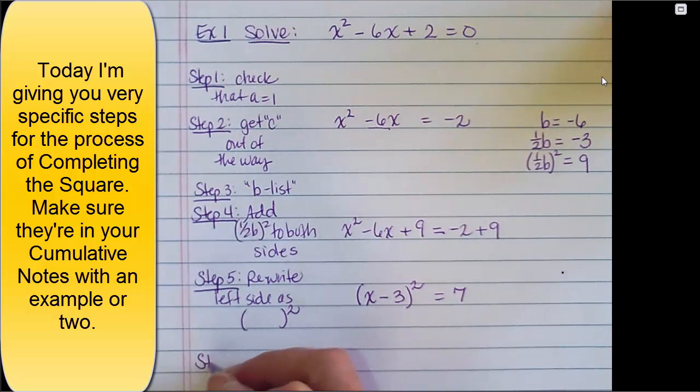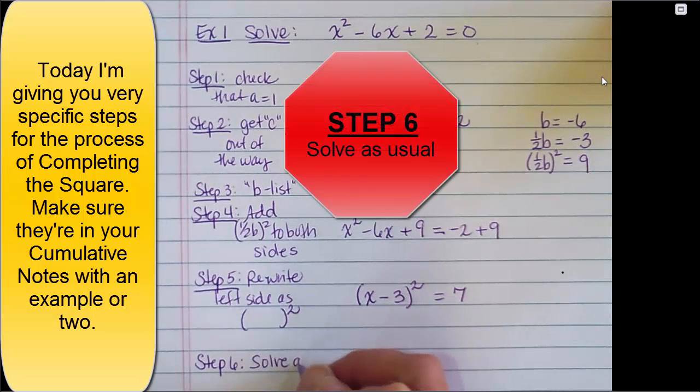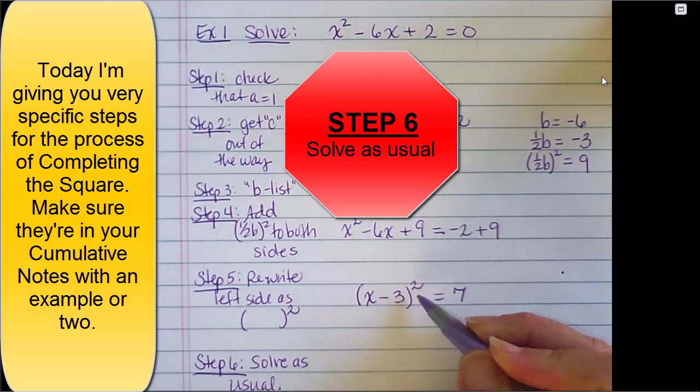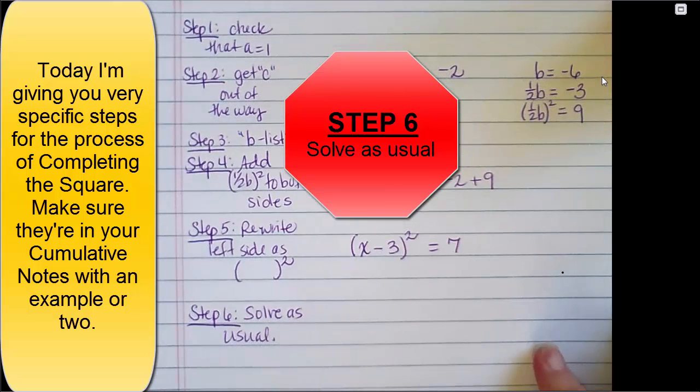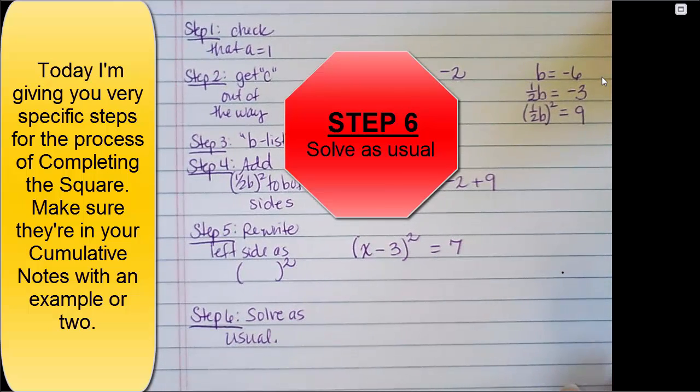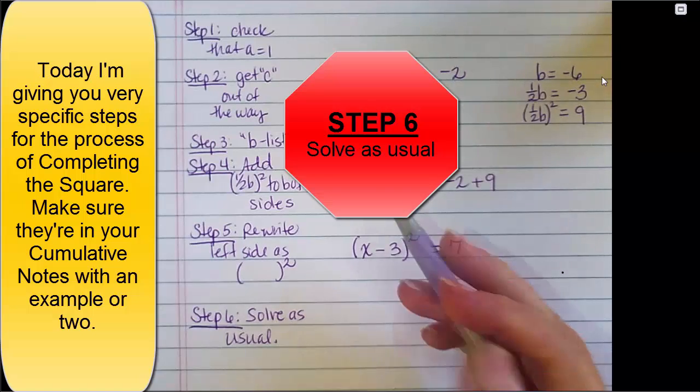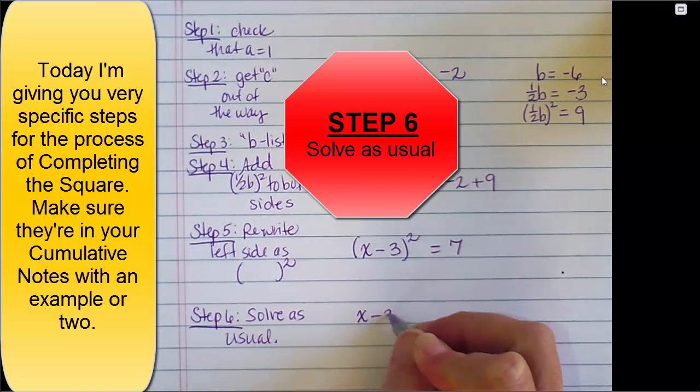So for really the final step, step 6, I'll say we solve as usual, because now we have something squared. We know how to undo squaring by square rooting, and we know that when we solve and use square rooting, we need 2 roots, so we'll plus or minus. So we'll undo this squared by square rooting and just be left with x minus 3.